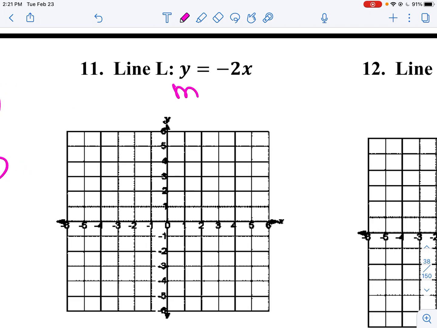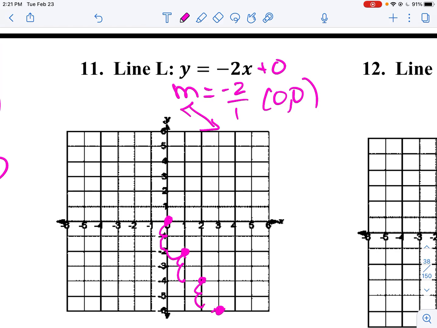Next one, slope -2, which is over 1, going downhill. There's nothing added, so it's going through 0, 0. It's proportional. So it's going downhill, down, and I go over to the right. Now if I start at the y-intercept again, and then I go up 2, but I'm going to go this way 1. Up 2, and this way 1.